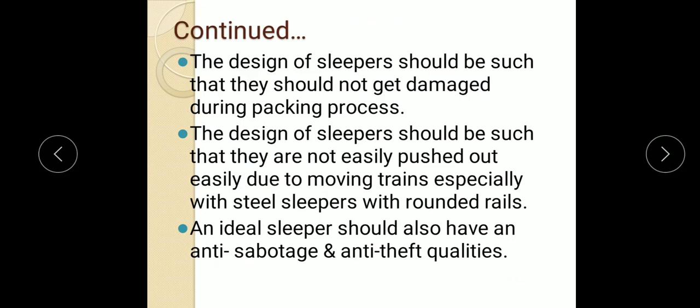The next important requirement is that the design of sleepers should be such that they are not easily pushed out due to moving trains, especially with steel sleepers with rounded rails. The next important criterion is that an ideal sleeper should also have anti-sabotage and anti-theft qualities, meaning the sleeper should not get removed easily from the track by a thief.